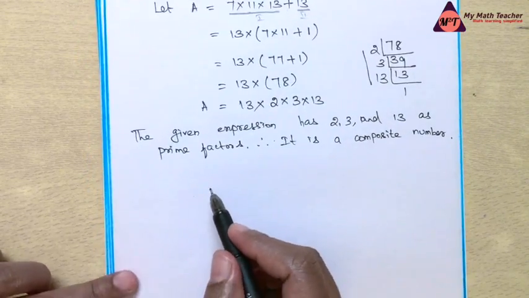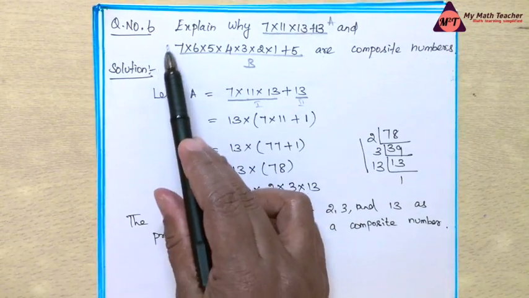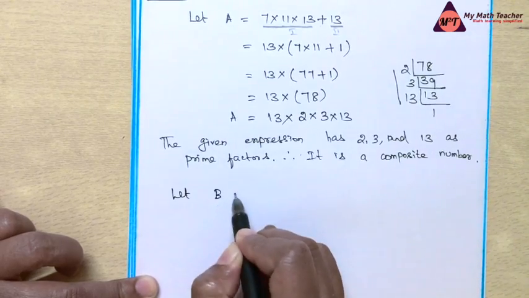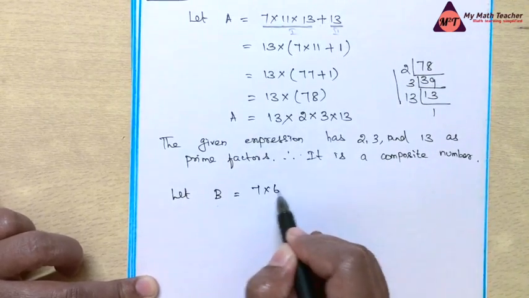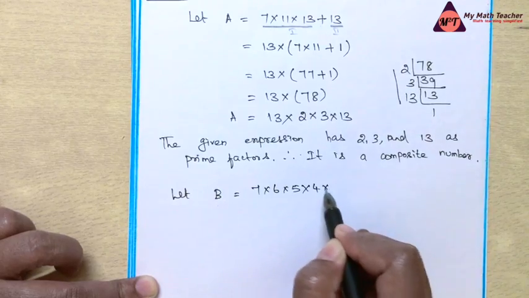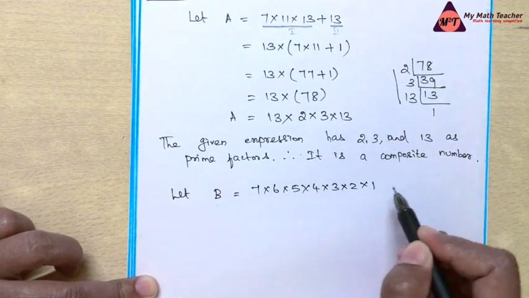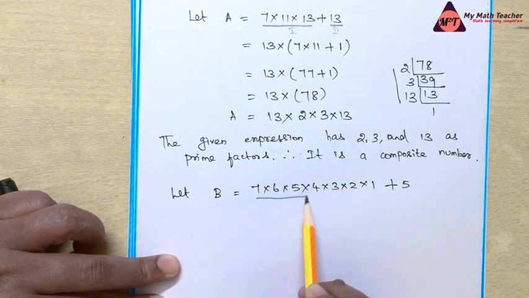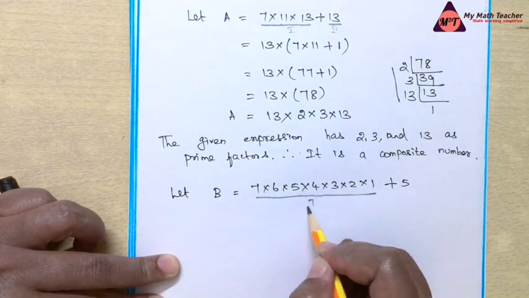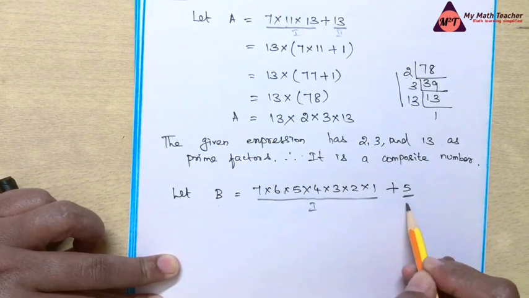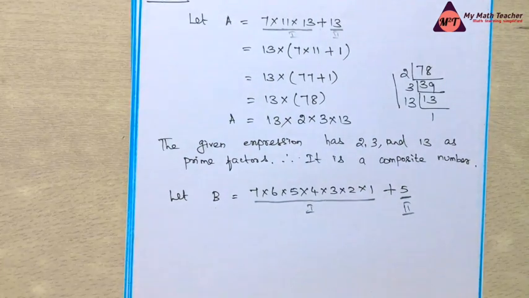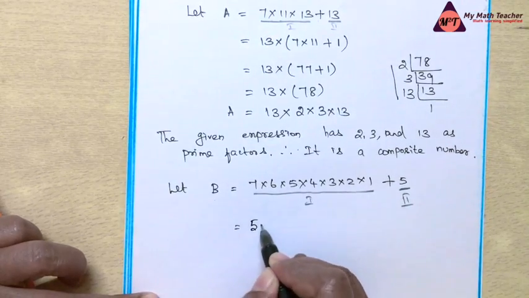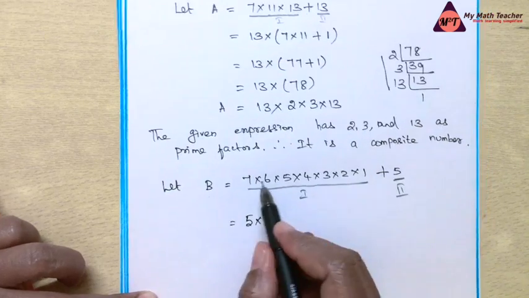Now, the second part. Let us take the entire expression as B. Let B is equal to 7 into 6 into 5 into 4 into 3 into 2 into 1 plus 5. We can see all these products. Let us consider this as the first term plus this one as the second term. In both the terms, you can see 5 is common. So we are taking 5 outside.